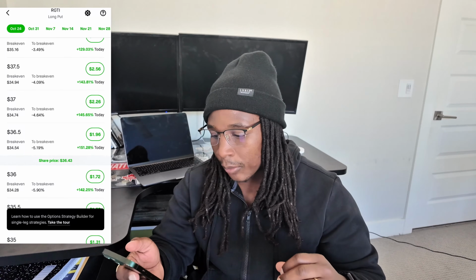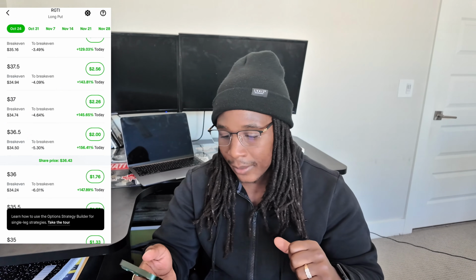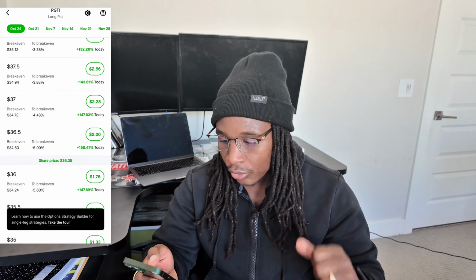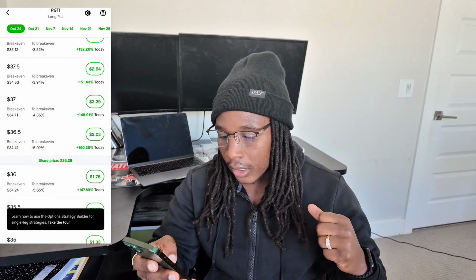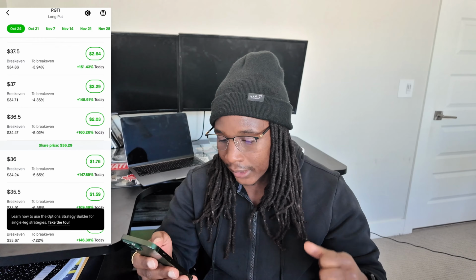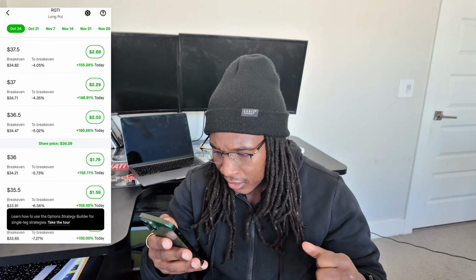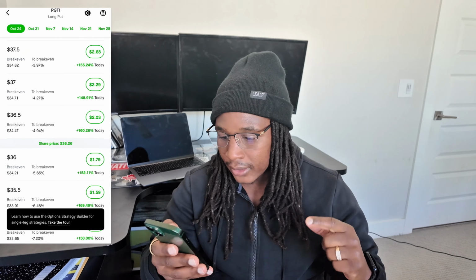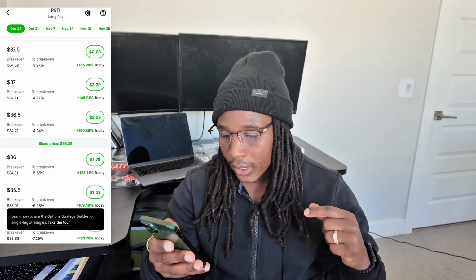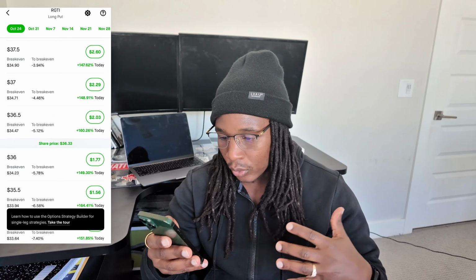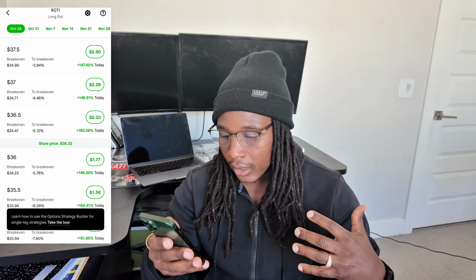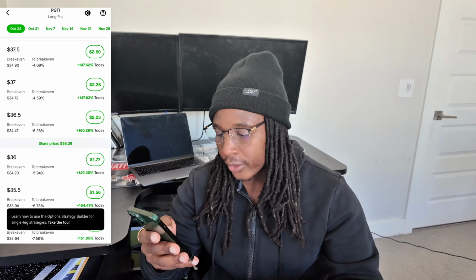So for this one, just as an example, I'm going to click the closest one to the money, right? When I say closest one to the money, the price is currently sitting at 36.26, right? The closest to the money is what this put would be, 34.23, right?